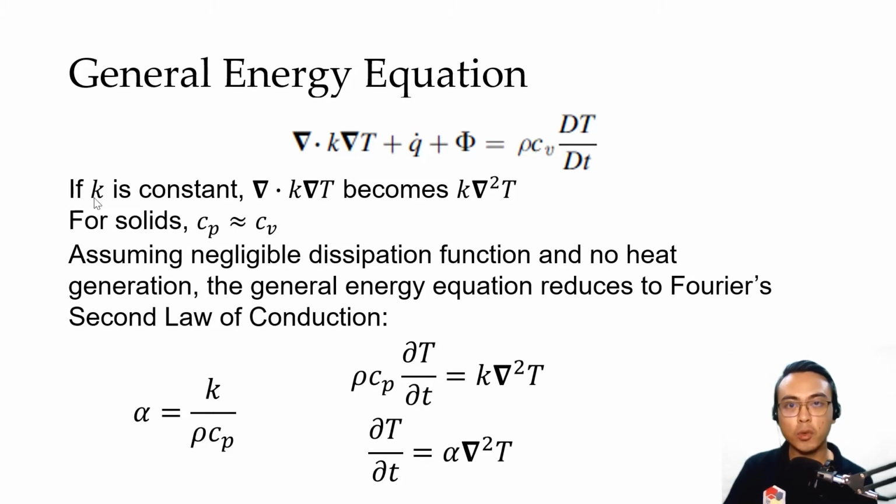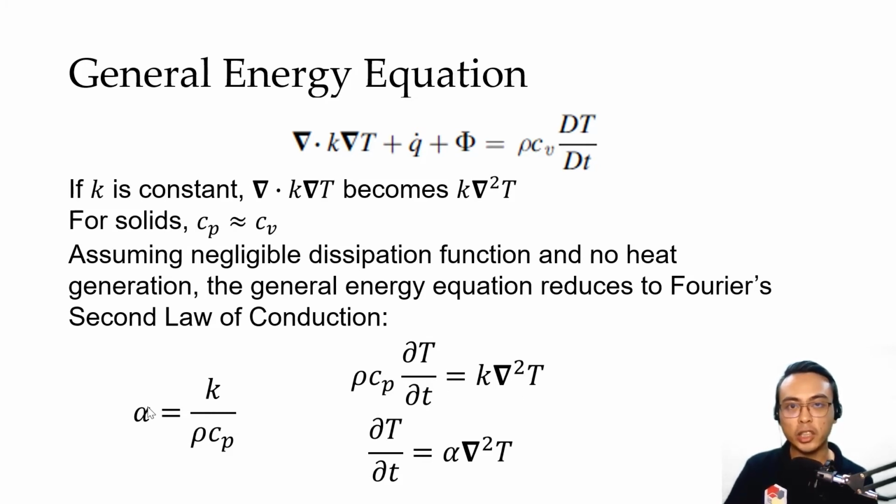Next assumption, we will be assuming that the heat capacity at constant pressure is equal to the heat capacity at constant volume for solids. Because when we are dealing with conduction, mainly we will be studying solids. Next, we are assuming negligible dissipation function and no heat generation. Therefore, the general energy equation reduces to Fourier's second law of conduction. This is this equation here. So we are just retaining the time derivative of temperature and the Laplacian of the temperature.